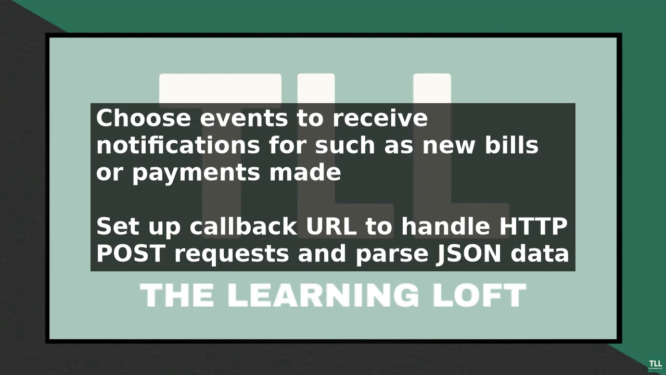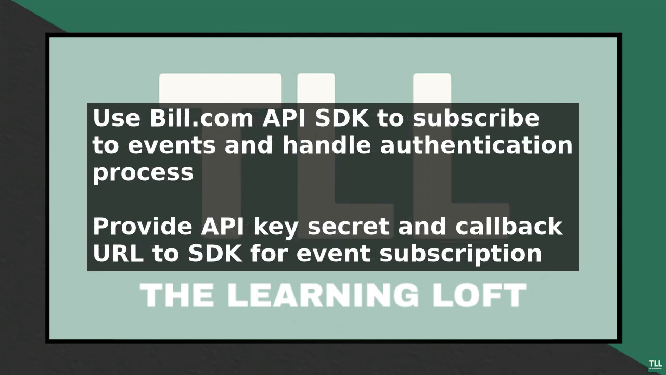Once you have your callback URL, you can use the bill.com API SDK to subscribe to the events you are interested in. You will need to provide your API key, secret, and the callback URL to the SDK. The SDK will handle the authentication and subscription process for you.